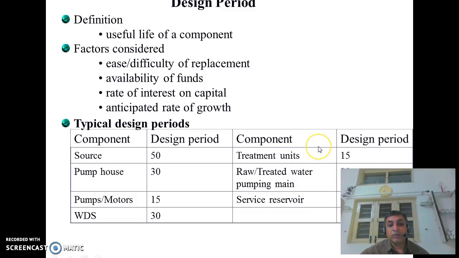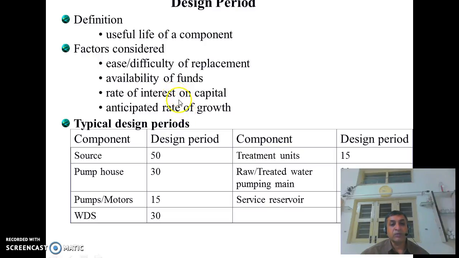When you estimate the water requirement for a town, the population forecast is very important, because the estimated requirement is not for the present need, it is for the future. When you look at the need for the future, the design period is very important. The basic definition of design period is the useful life of a component. There are four factors that affect the design period. More difficulty, lesser design period. Less difficulty, more design period. More funds, more design period. A lower rate of interest, a higher design period.